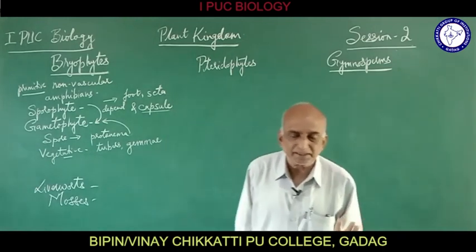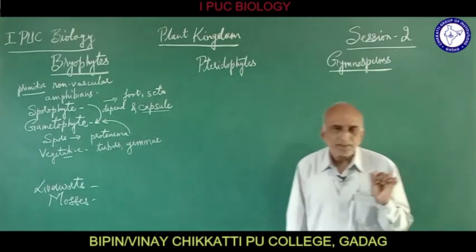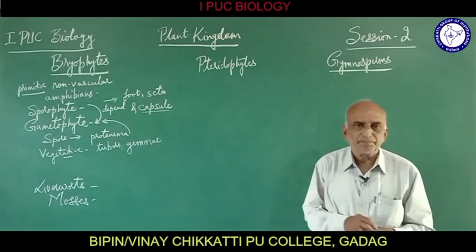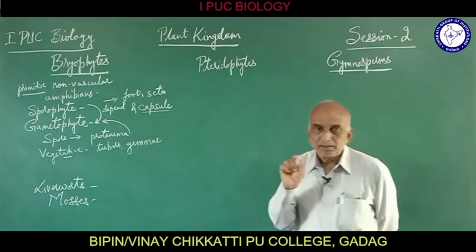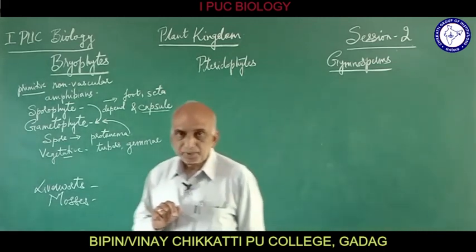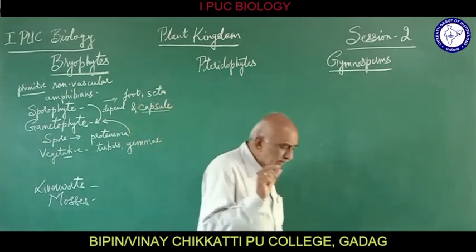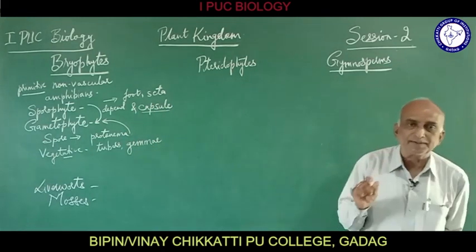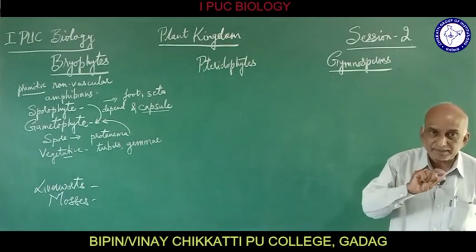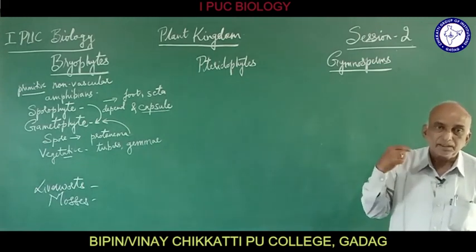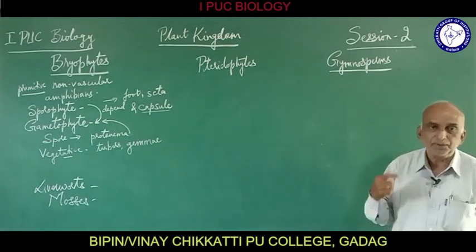That is fragmentation. Tubers are small structures which are produced on the thallus. They are bulb-like structures, certain spherical bodies which develop on the thallus, and they get separated and are capable of developing into a new plant.